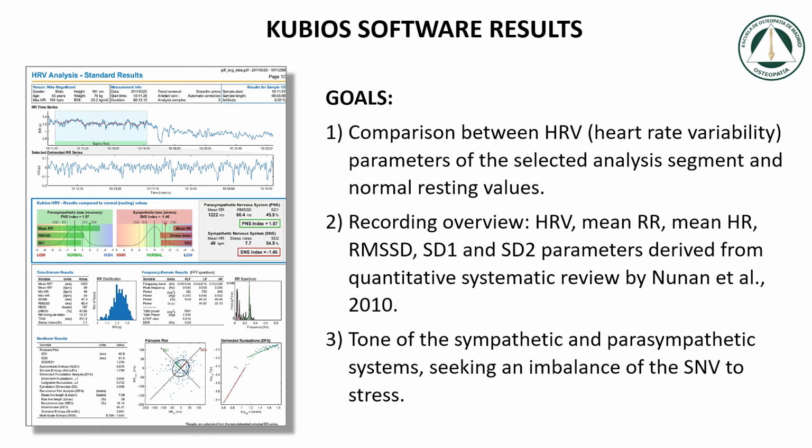The Kubios software analyses have as goals: 1. Compare the heart rate variability parameters of the selected analysis segment with the normal resting values. 2. Have an overview of the recording of the parameters of HRV: mean RR, mean HR, RMSSD, SD1 and SD2, derived from the Quantitative Systematic Review of Nunan et al., 2010. 3. Indicate the tone of the sympathetic and parasympathetic systems, looking for an imbalance of the neurovegetative system when it is subjected to stress.